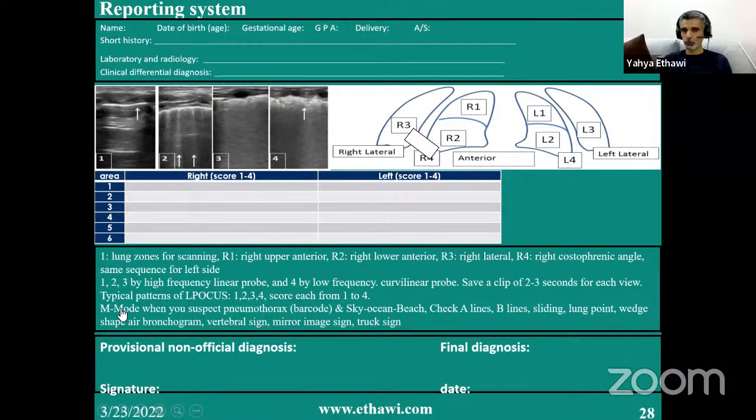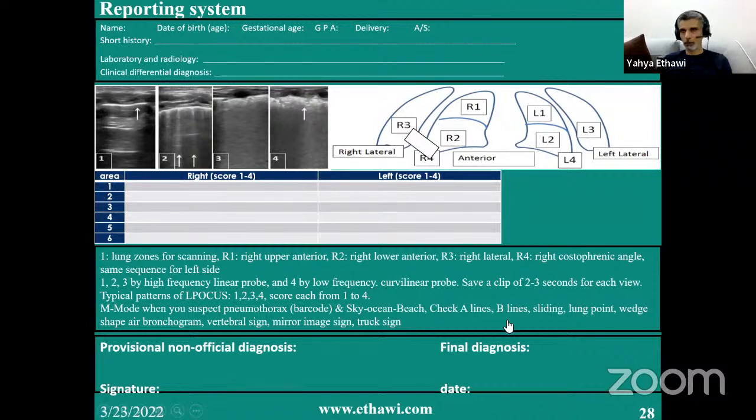Use M mode when you suspect pneumothorax, and this is an answer for Dr. Amna. You can also use the M mode to see the sinusoidal sign to measure the fluid.